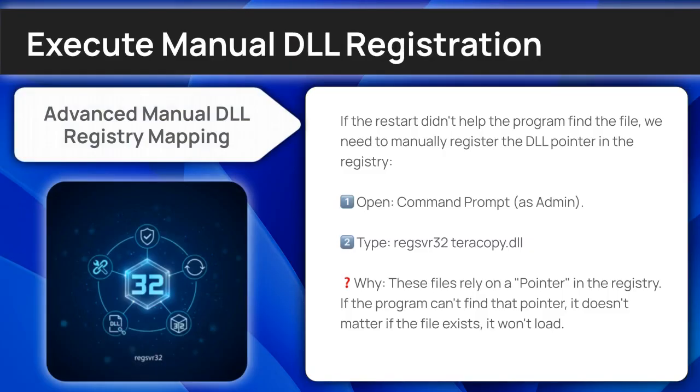If the restart didn't help the program find the file, we need to manually register the DLL pointer in the registry. First, open Command Prompt as admin. Second, type regsvr32, followed by your file name causing the error, then hit enter.